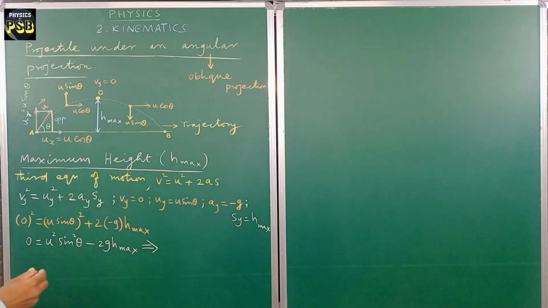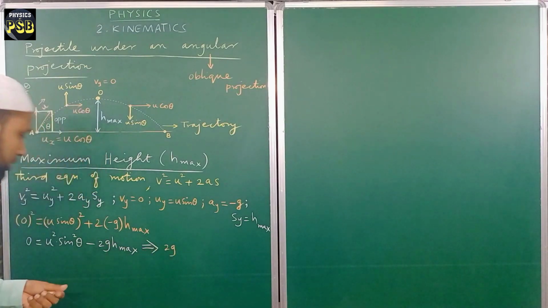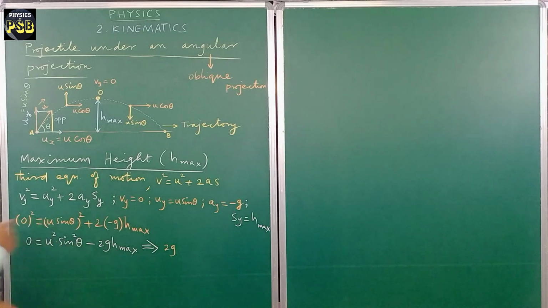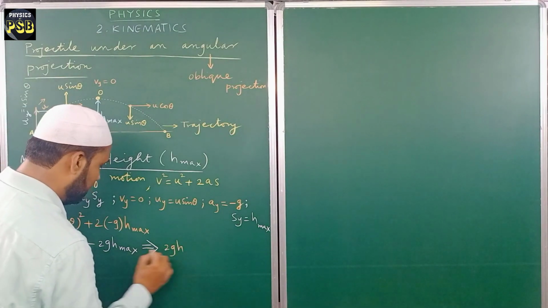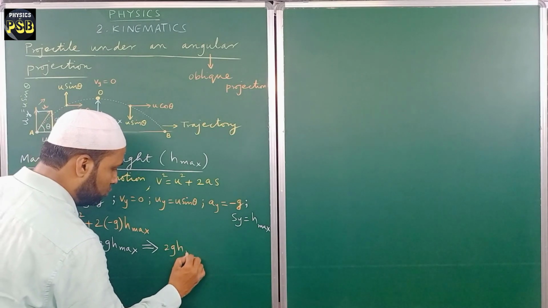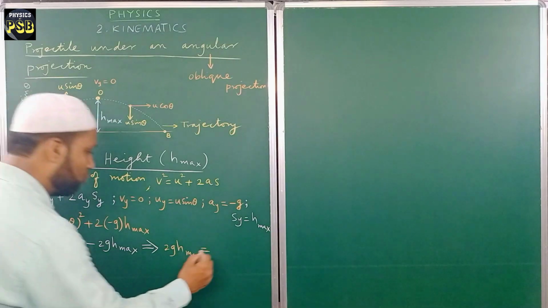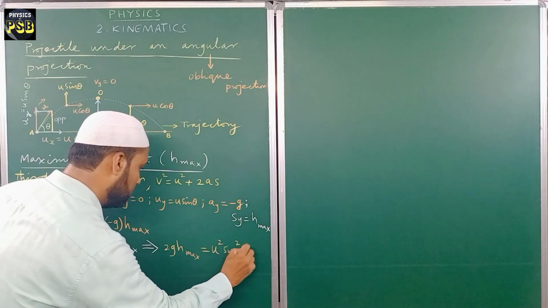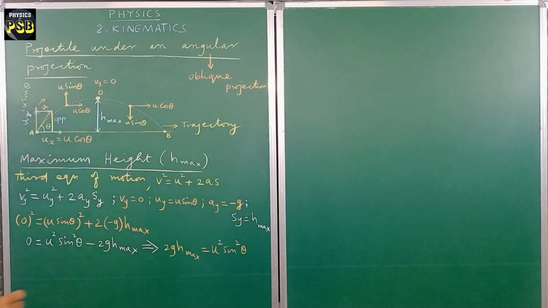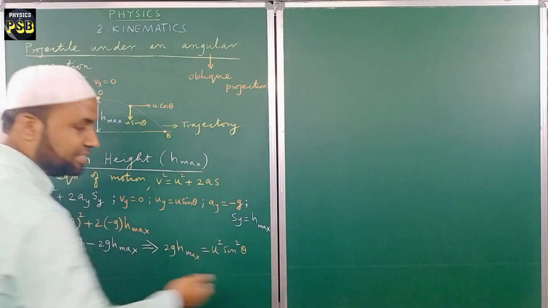The aim of mine here is to get the expression for h max. So I keep this term on one side. Actually, it is taken to the other side. When I do so, minus will become plus. Minus 2g h max becomes plus 2g h max. This is found to be equal to u square sin square theta. This is what we get. Now, I will keep h max on one side and the remaining terms are taken to the other side.